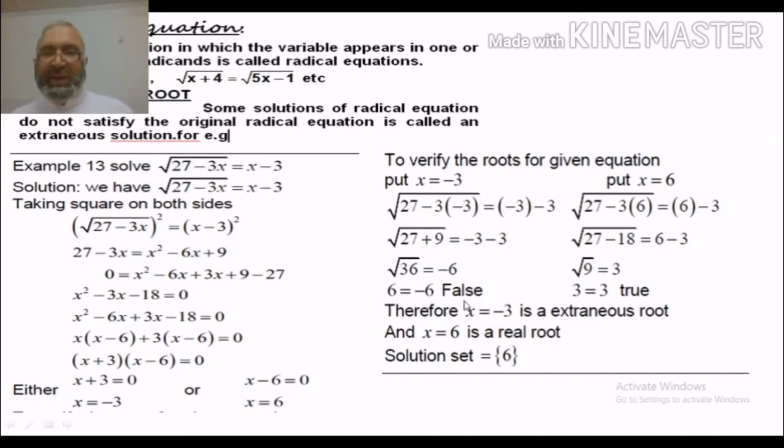The result is false. So false result means x is equal to minus 3 is an extraneous root. It does not satisfy the given equation. Therefore that is called extraneous root.